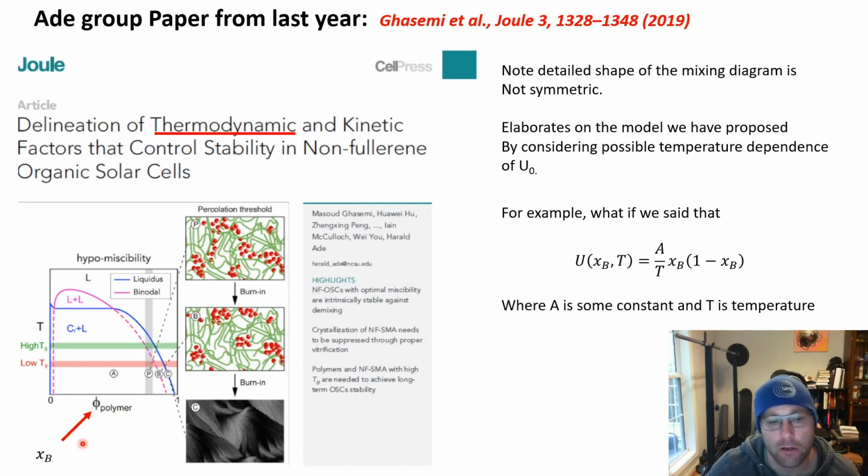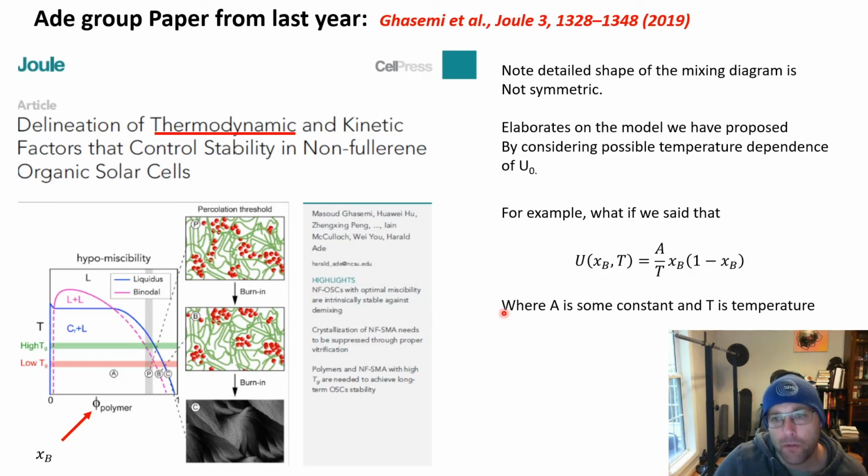In their notation, what we call X sub B, or what Schroeder calls X sub B, they call phi polymer, but that's basically the fraction of the polymer, the green spaghetti, in the solar cell. And they're talking about the various features of this temperature composition mixing diagram. It's important that the shapes they show here for their mixing phase diagram are not as symmetric as the ones we've done in our model. That's because they're thinking about some more complicated additions to the model.